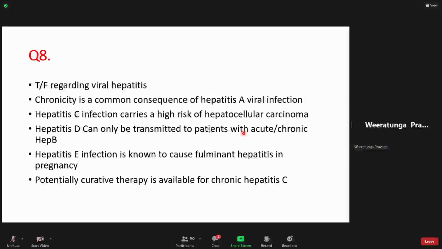Hepatitis B and D go together always. Hepatitis B and D go together. Right? D can't cause infection without B. Right. Okay. Now hepatitis A and E cause fulminant hepatitis, acute hepatitis.